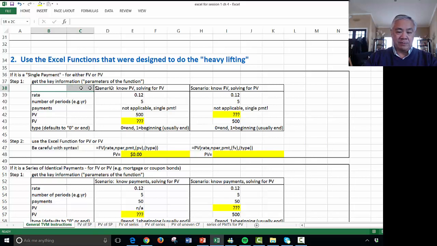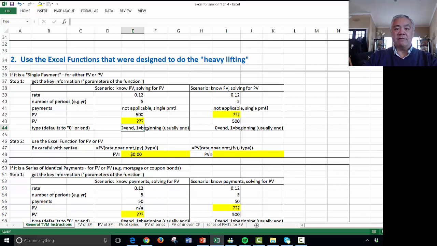So here we have a table, and let's just start right here, which says, what if we know the present value and we're trying to solve for the future value? What if the information given are 12% interest rate for 5 years, there are no other intervening payments, it's just a single payment, the present value is 500, and the question mark is, what is it worth in 5 years? And there's another parameter that we often just leave as the default, and it is 0 if it's the end of each period that the cash moves, or 1 if it's the beginning.